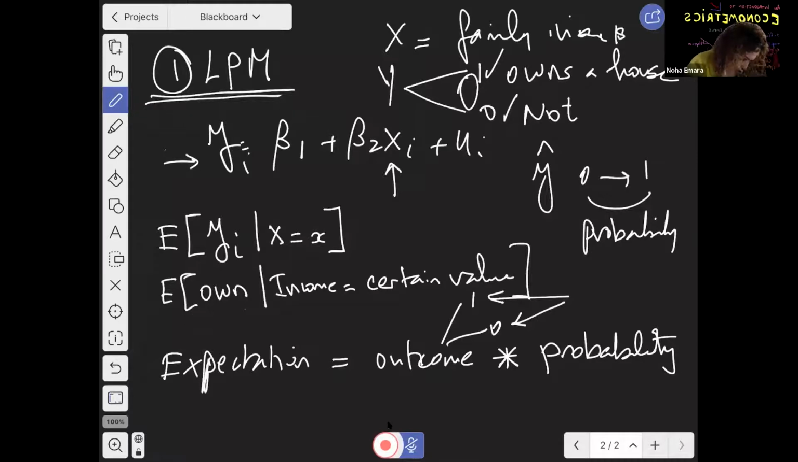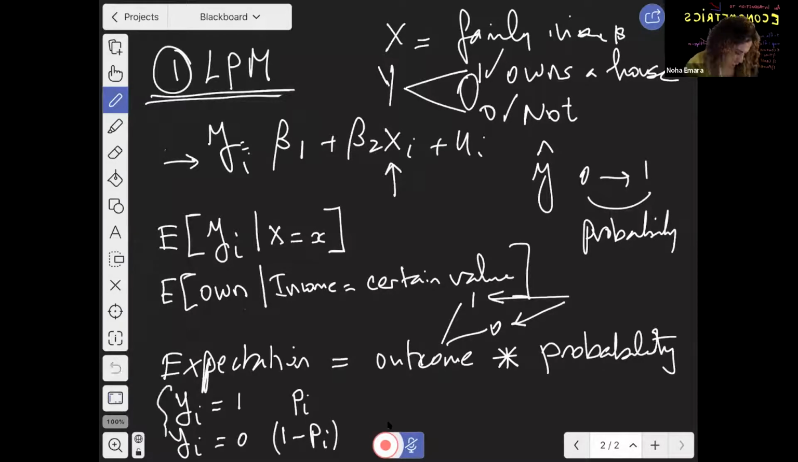So let's assume that the probability that yi is equal to 1 is called pi, and that the probability that yi is equal to 0 is 1 minus pi, right? So this is our assumption. This is what we have. So if I want to compute the expectation, I need an outcome times a probability, plus a second outcome times its attached probability.